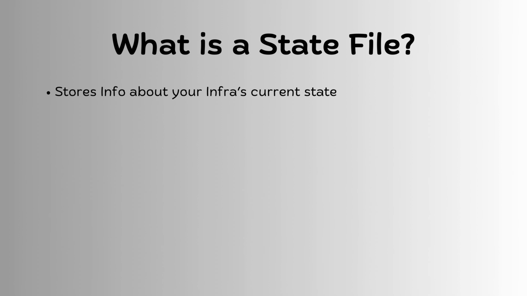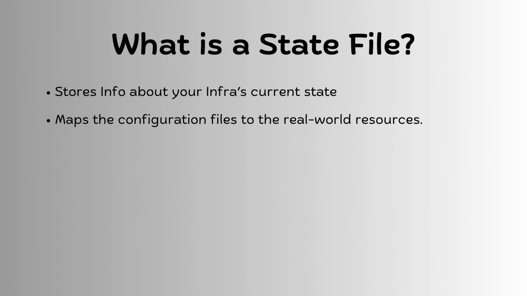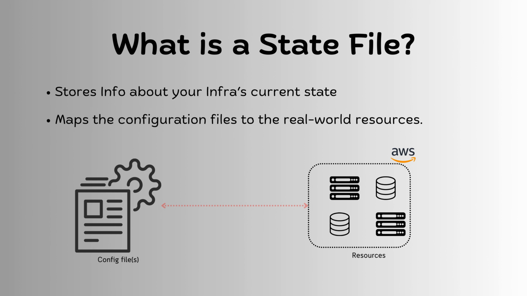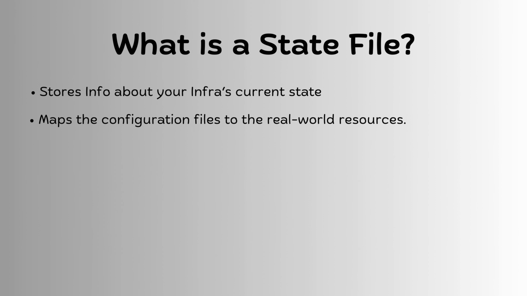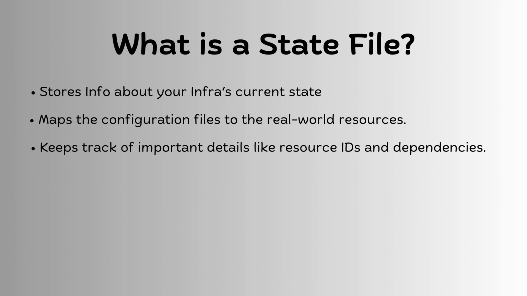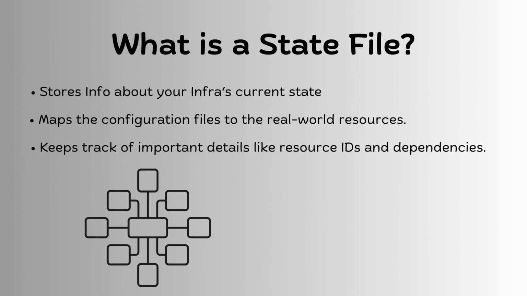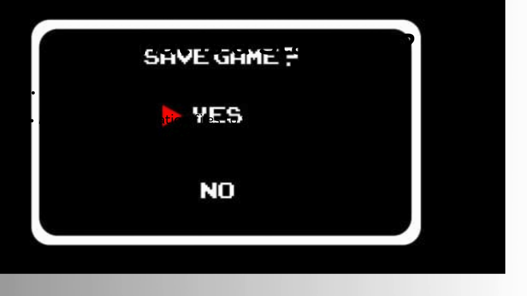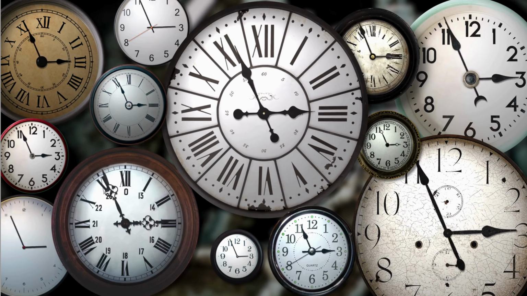The state file also maps your configuration files, which are like the blueprints, to the actual resources in the real world. In our case, it could be AWS, Azure, or even on-prem resources. It also keeps a good record of the resources that you have created by defining the resource IDs and their dependencies, which help Terraform understand what exists and what needs to change. So just like saving a file in the game, the state file is essential for keeping everything in sync.